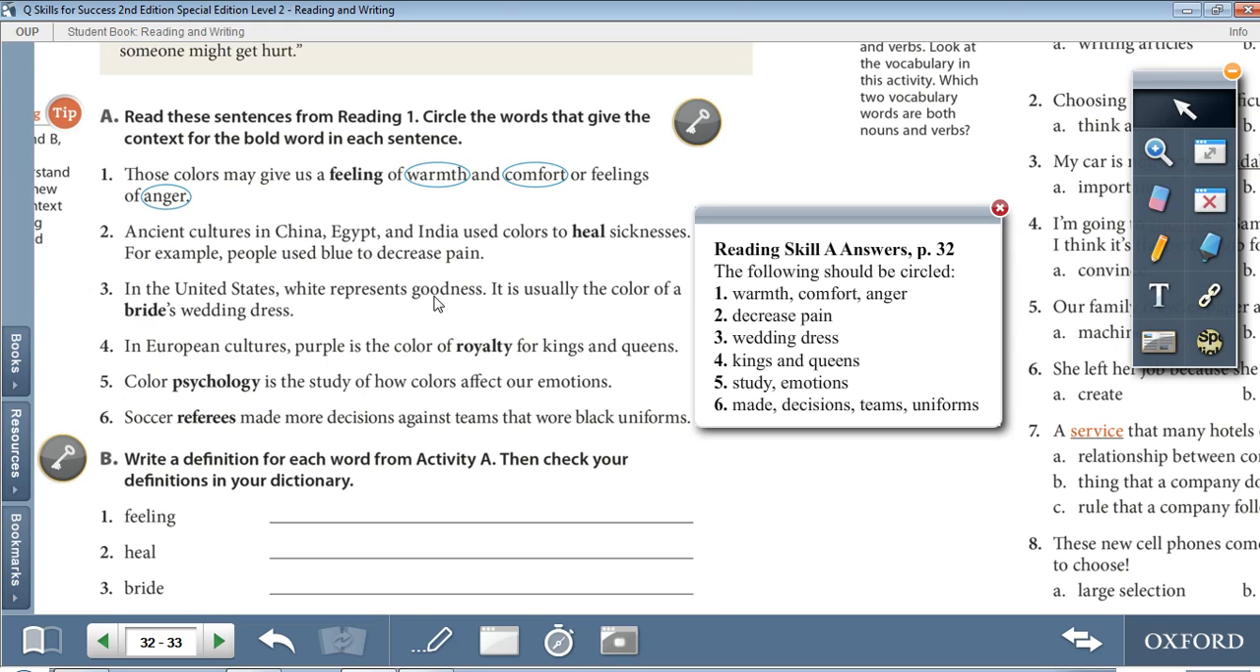3. In the United States, white represents goodness. It is usually the color of a bride's wedding dress. Circle wedding and wedding dress. 4. In European culture, purple is the color of royalty for kings and queens. Circle kings and queens. 5. Color psychology is the study of how colors affect our emotions. Circle study and emotions. 6. Soccer referees made more decisions against teams that wore black uniforms. Circle made, decisions, teams, and uniforms.